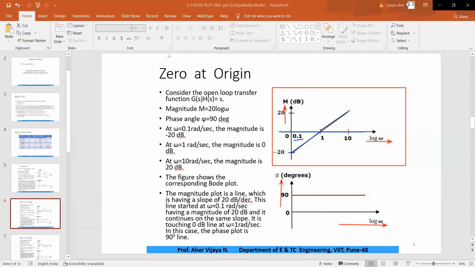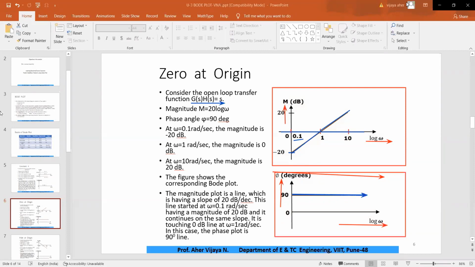And the phase plot is nothing but this line. Just wait. A line at 90 degree. This is the line at 90 degree, which is the phase plot. This is 0 degree, and at this location is 90 degree. So what is the phase plot? For S only, because the transfer function is S, the phase angle is 90 degree. So I have drawn the phase plot, which is again a line at 90 degree. The second one is your phase plot for the given transfer function. Got my point? So this is how you plot the BODE diagram or BODE plot.